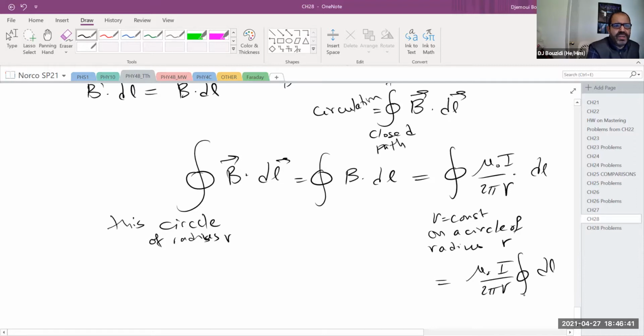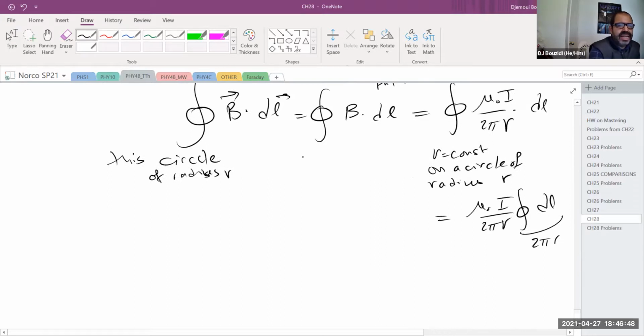And what is the integral of dl of a circle? It's going to be circumference. And circumference is just 2 pi R. So that 2 pi R and that 2 pi R will cancel. And at the end, so this integral and this one cancel. And at the end, it's mu naught I. That's all.